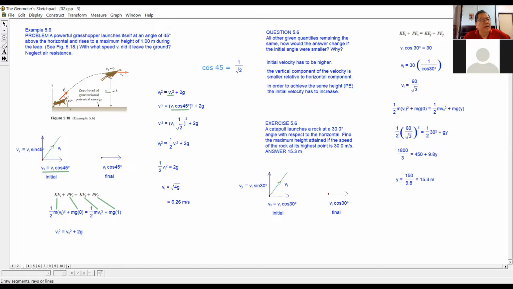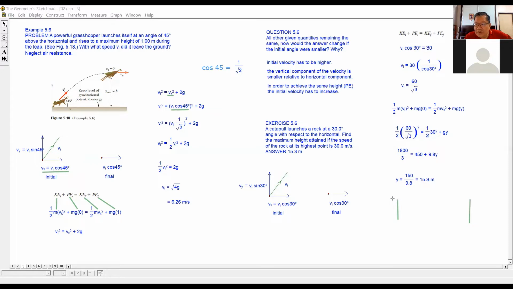Now, the vertical height is 1 meter. That means this 1 meter is the same. The vertical height is actually 1 meter here. They say the vertical height is the same. How would the answer change if the initial angle was smaller?